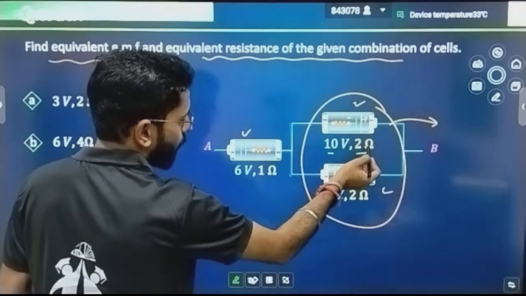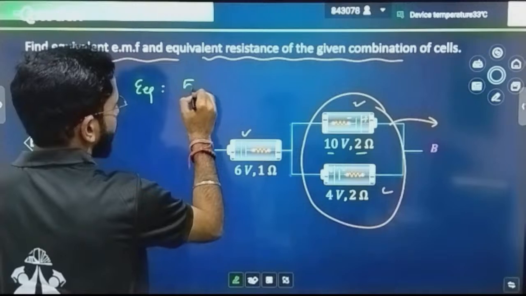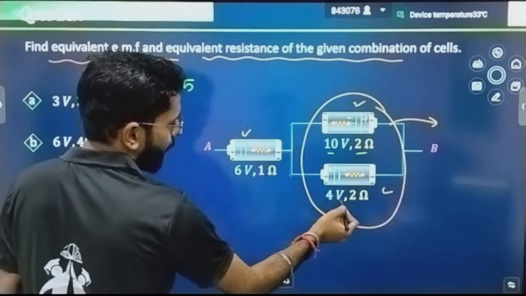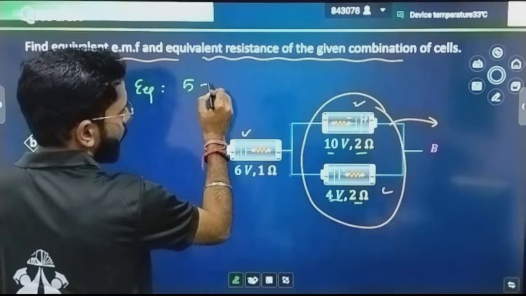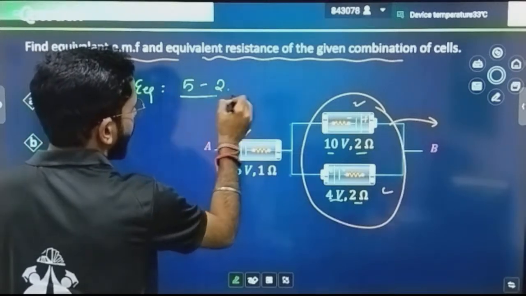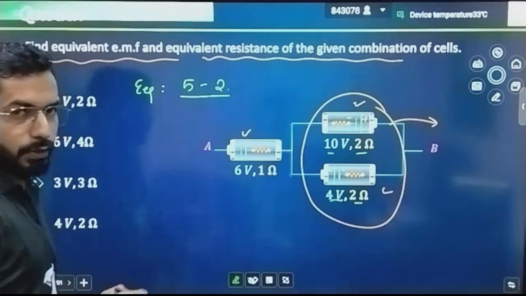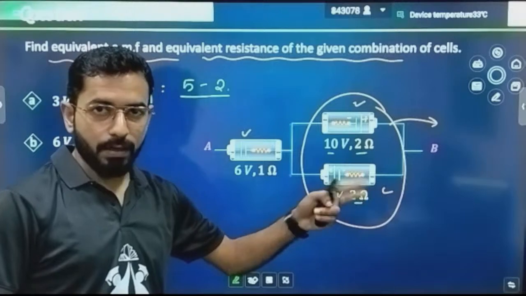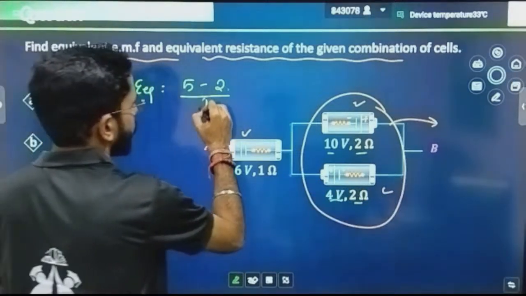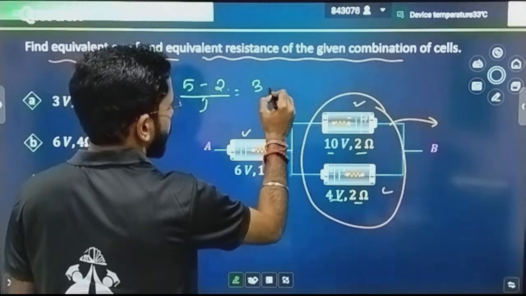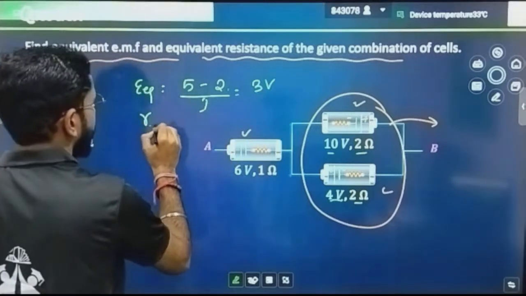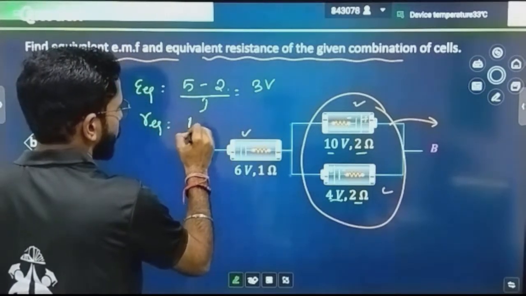E1 is 10, R1 is 2, that means effectively I can say 5. Now when I am writing the second term, it will be 4 by 2, but there is a change in polarity, so I will write minus of 2, divided by the equivalent resistance. What is the equivalent resistance, students? 2 ohm and 2 ohm in parallel, that means eventually it is going to become equal to 1 ohm. That means the effective EMF from this is 3 volt, and R equivalent, as I already told you, is going to be 1 ohm.